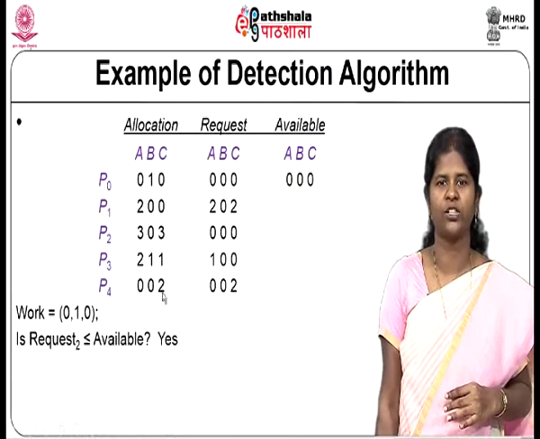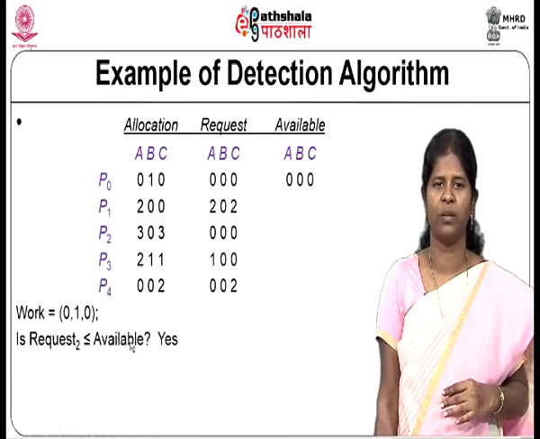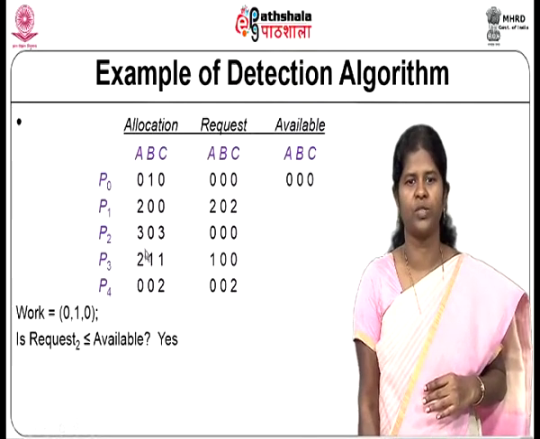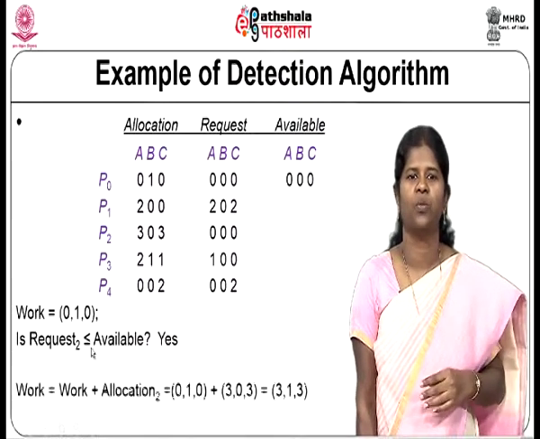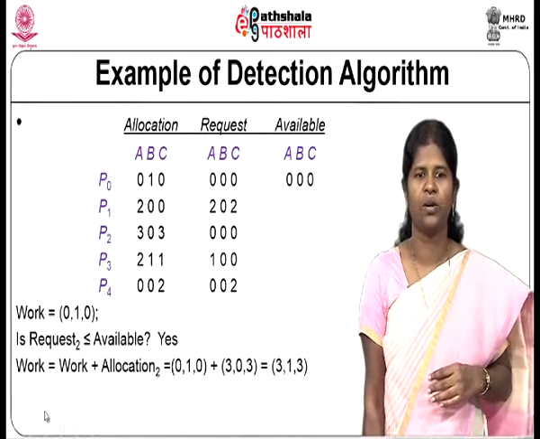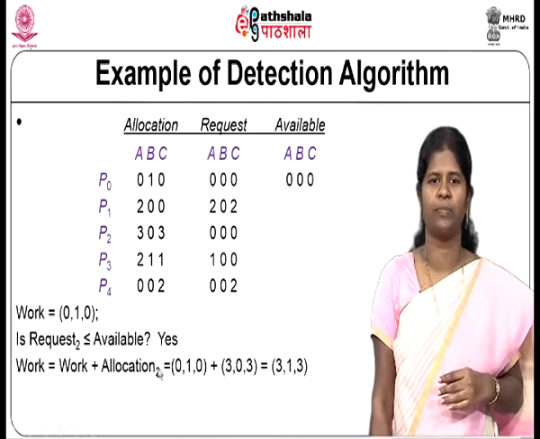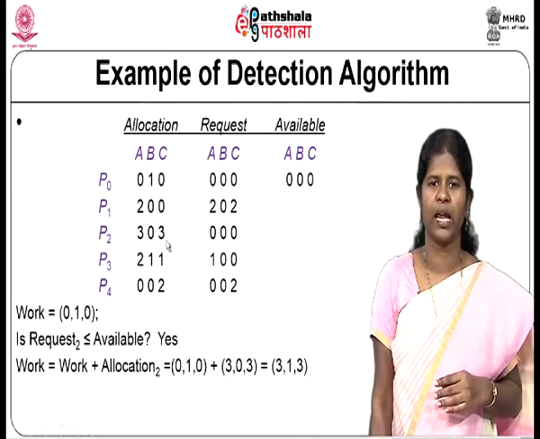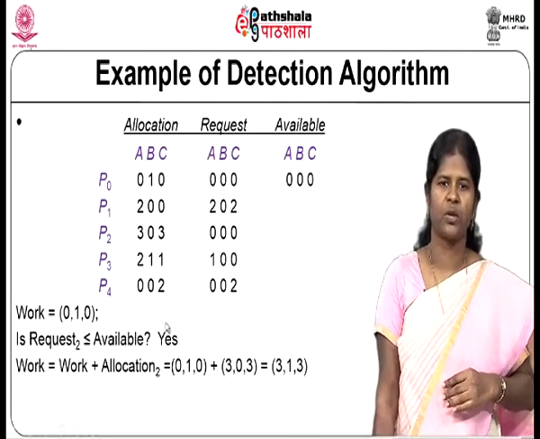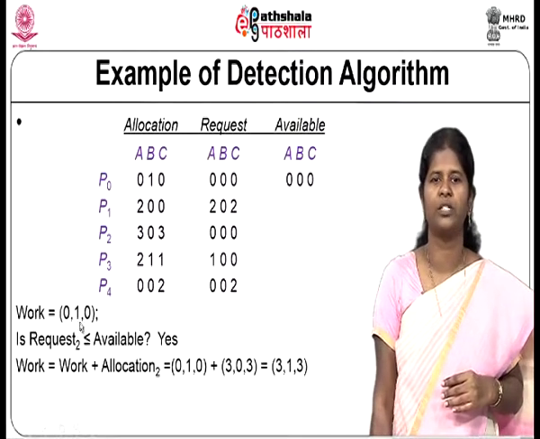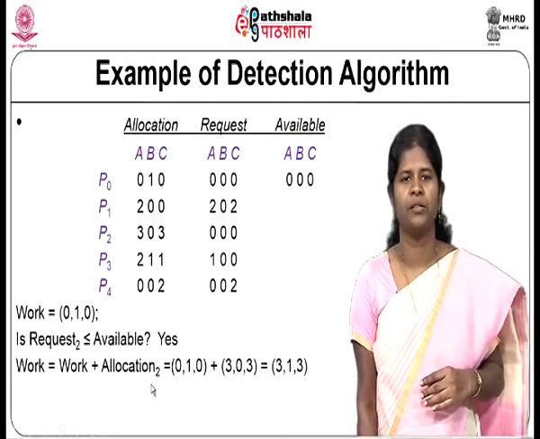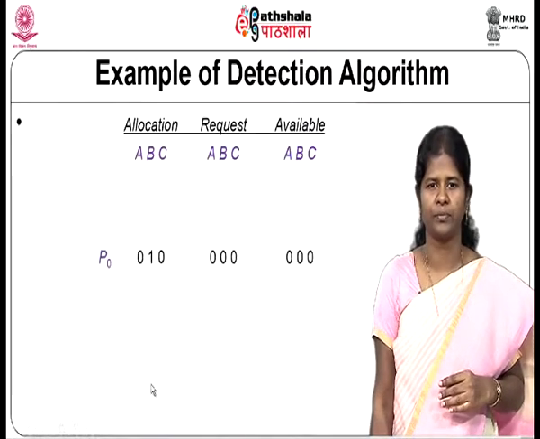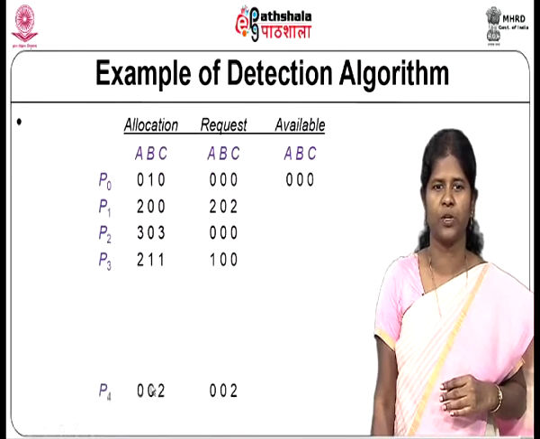We check if the request of P2 is less than or equal to what is available. P2 has no request. So, whatever is allocated to P2 will also be added to what is currently available. So, work is equal to work plus allocation of P2. So, it becomes what is allocated to P2, that is 3, 0, 3. So, that is also added and hence this becomes 3, 1, 3. So, what would be available in future is 3, 1, 3. And then we check the next process.